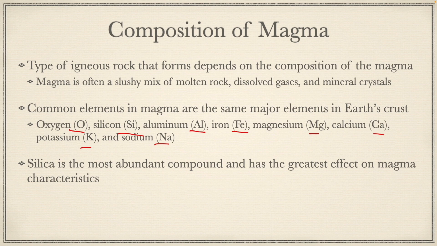Silica is the most abundant compound and has the greatest effect on magma characteristics. And silica is basically quartz. We talked about minerals. So SiO2 is basically silica.